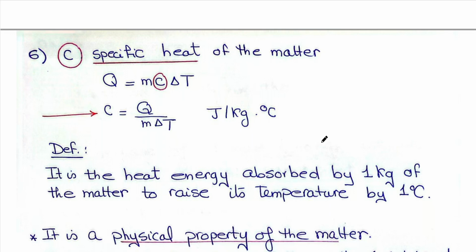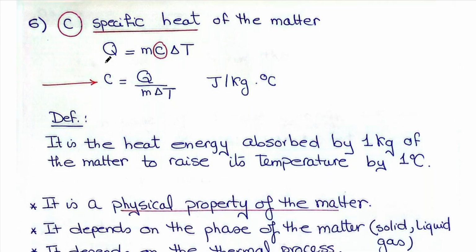Remark number 6: the specific heat of the matter. We mentioned that Q equals m c delta T, so C equals Q divided by m delta T. From here, we can find its unit. Its unit is joule per kilogram per degree or per Kelvin. Its definition is the amount of heat energy absorbed by 1 kilogram of the matter to raise its temperature by 1 degree. This specific heat is a physical property of the matter.